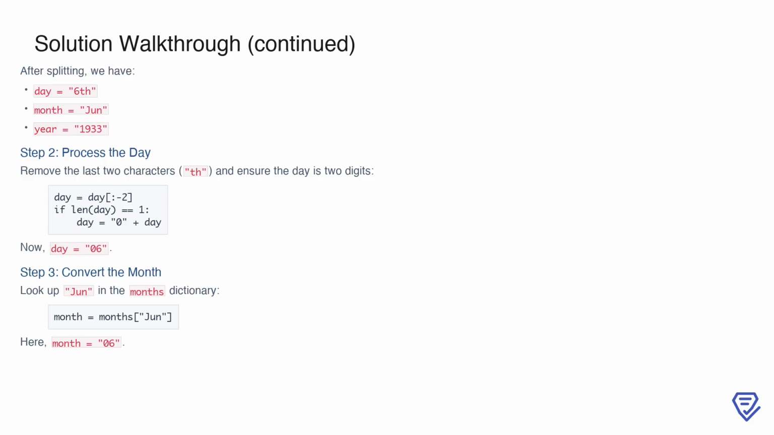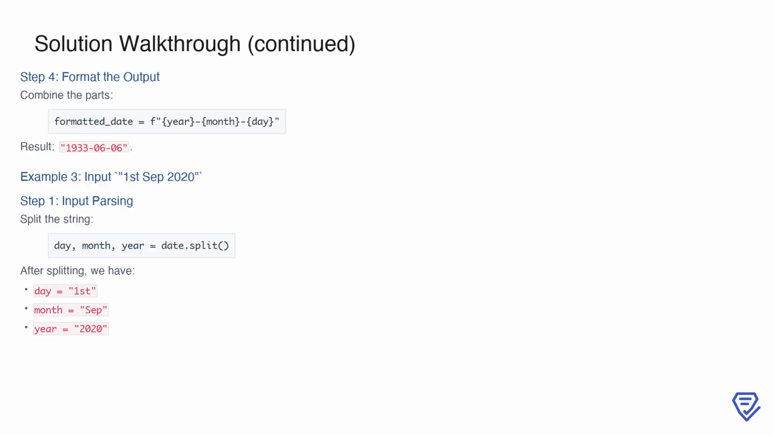With the day properly formatted, we move on to the month. The month is given as Jun, which we convert using the same dictionary that maps month abbreviations to numeric values. Looking up Jun in the dictionary, we find that it corresponds to 06. With both the day and month processed, we can now combine all three components into the desired format. Using the f-string, we place the year, month, and day in the YYYY-MM-DD format. The result for this example is 1933-06-06.